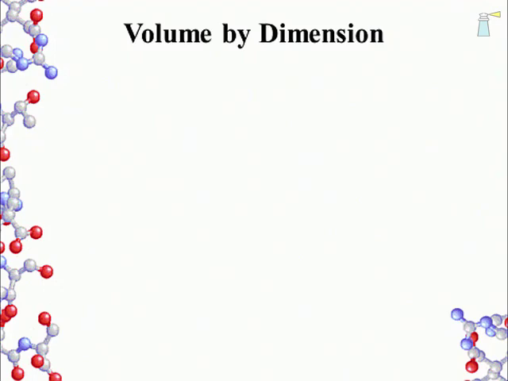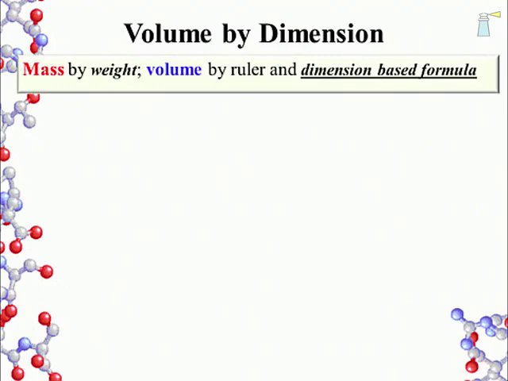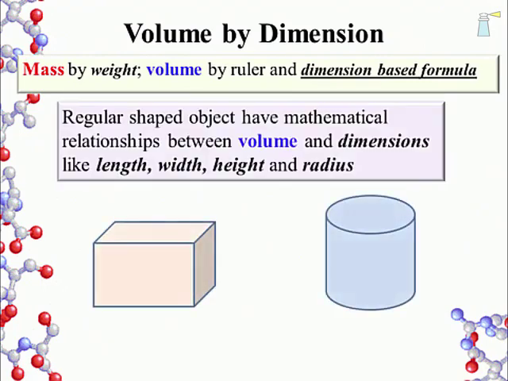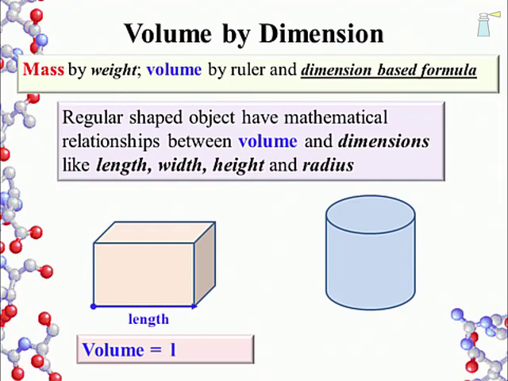Our first measured density will be using volume by dimension. This is where the mass is gotten from weighing, and the volume is found by using a ruler and a dimension-based formula. Regular shaped objects have mathematical relationships between volume and dimensions like length, width, and height. Consider the rectangle. Its volume is found by taking the measurement of the length times the width times the height. These are the dimensions of a rectangle.